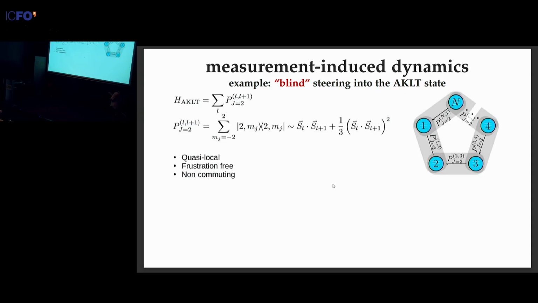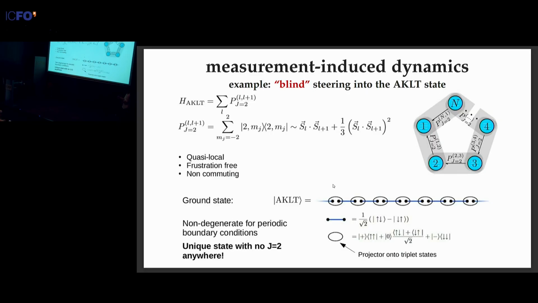And it is of this form that it contains these projectors. So it's non-local, but only quasi-local because it couples only next neighbors. It's frustration-free, but yet the Hamiltonian terms are non-commuting, so you get an interesting many-body state in the sense that the ground state is a topological state, it's a so-called valence bond state, a sort of superposition of a singlet and a triplet between the different sites. If you have periodic boundary conditions, it's non-degenerate and it's unique.